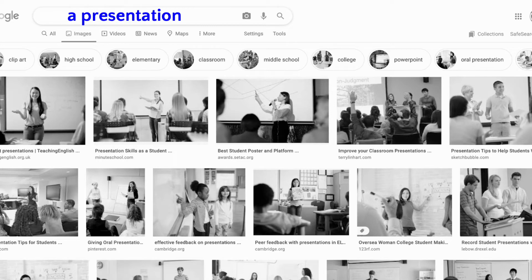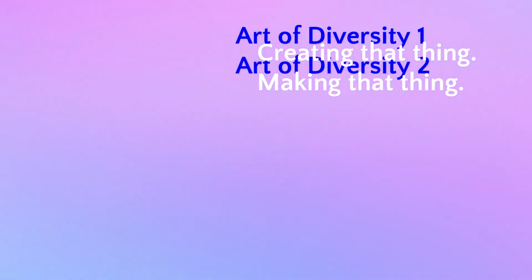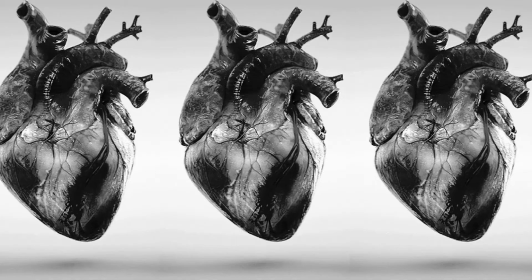How many opdrachten have you done in the past 3 years that ended up with a prototype and a presentation? How many of those are now rotting on your hard drive? The Art of Diversity is trying to change this. It wants to diversify your educational experience. Art of Diversity 1 is about creating that thing, and Art of Diversity 2 is a follow-on module, and it's about making that thing. But it gets even better.